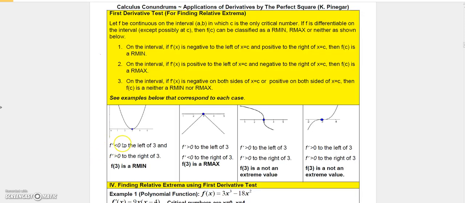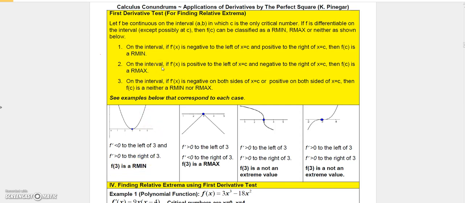you'll see that there is a critical number at 3. Just trust me, it's 3. And notice that to the left of 3 the function is decreasing, which means the derivative is negative, and to the right of 3 the derivative is positive because the function is increasing. So based on the first derivative test, we know that f of 3 is a relative minimum.